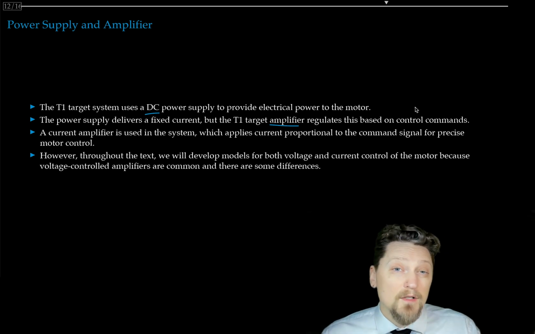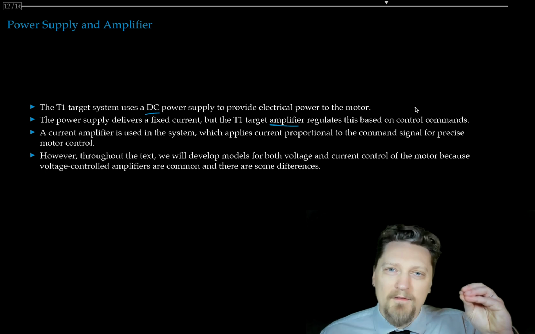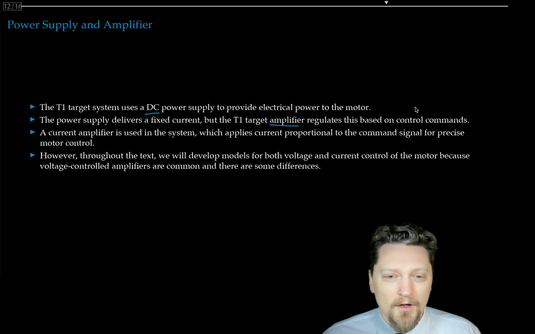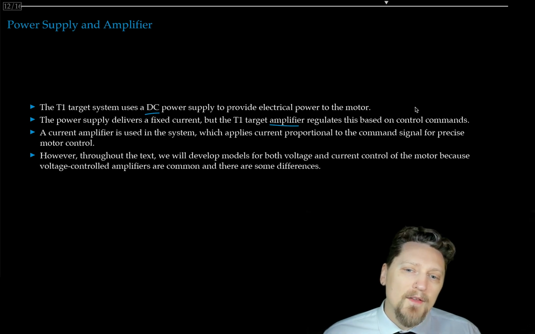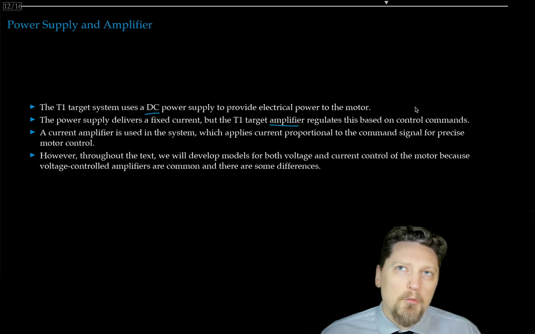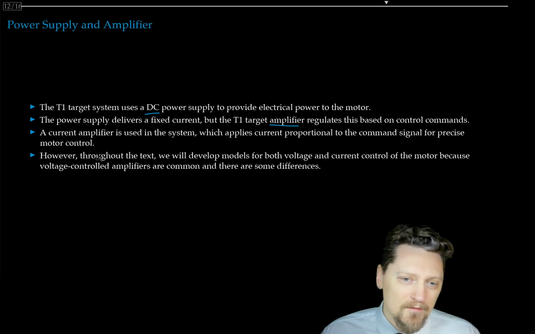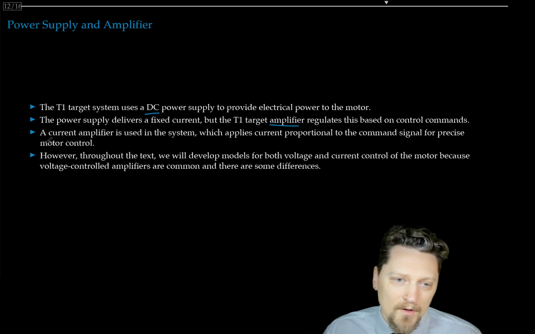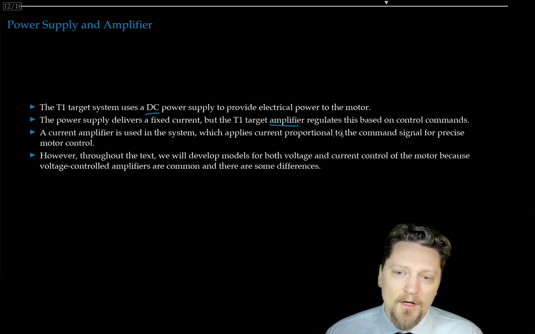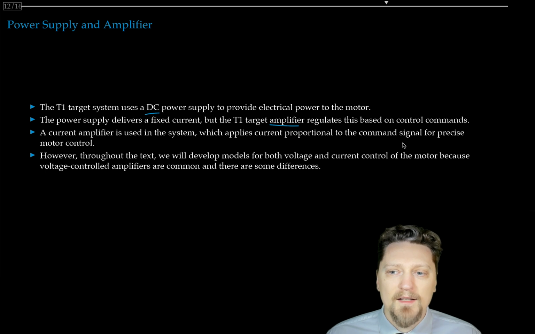So power supplies are dumb. They can't supply variable amounts of current or voltage. That's what an amplifier does. So an amplifier can be programmed through interaction with a computer, like the MyRio board we'll use. A current amplifier is used in the system, which applies current proportional to the command signal for precise motor control.